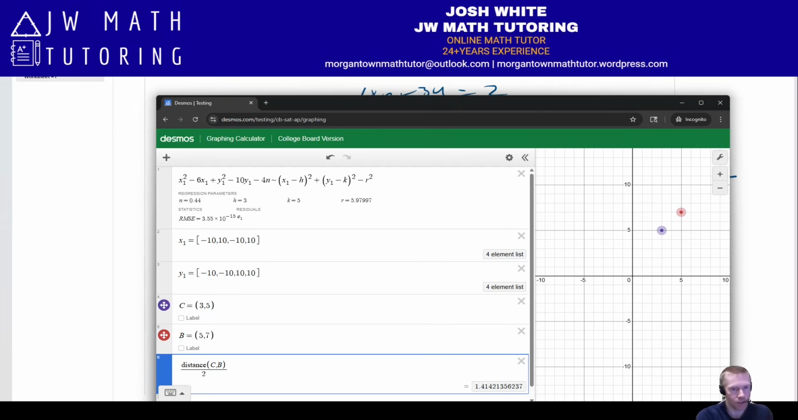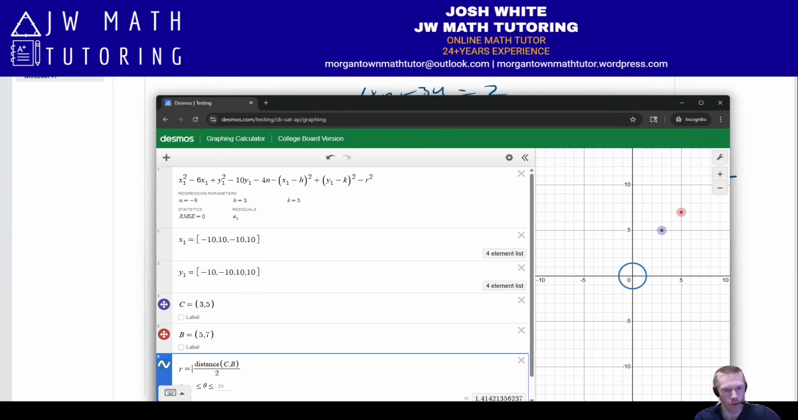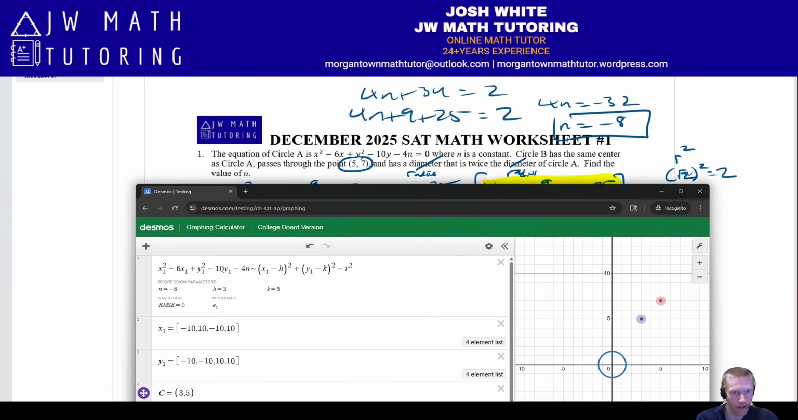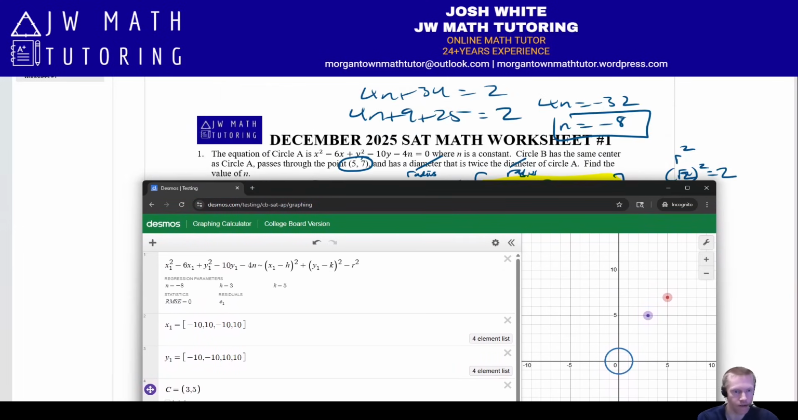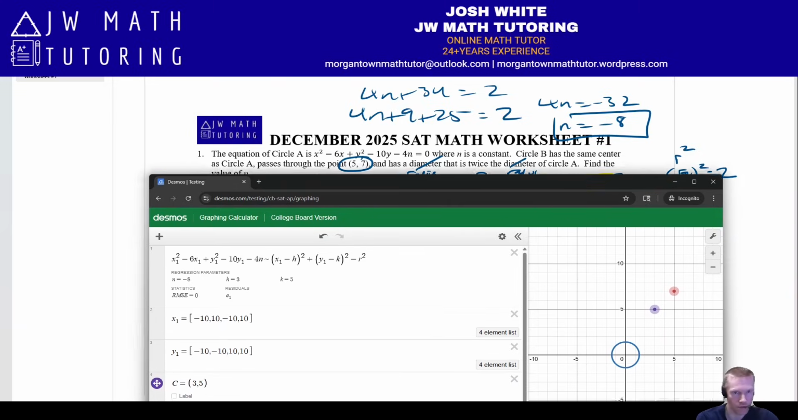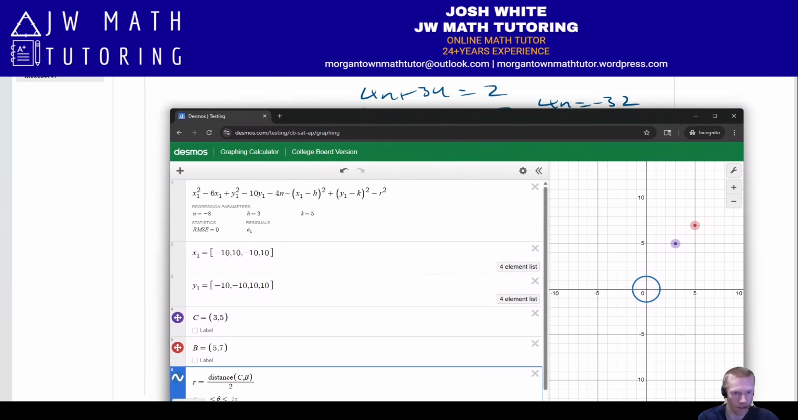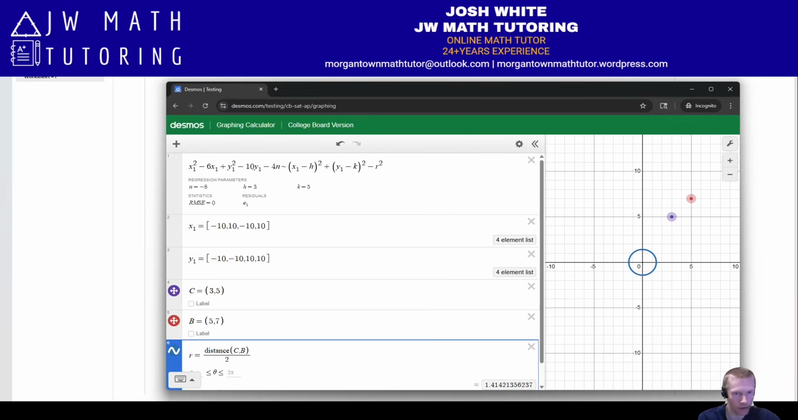Now all I have to do is set this equal to r, and that will feed this back into the original regression statement and find the value of n for this circle such that its radius is equal to this value, which, if you recognize it, is just the square root of 2. Boom. There we go. n is equal to -8, and that is your answer. That's how you could do this entire problem in Desmos in less than a minute. Again, basically all the steps are listed out here.